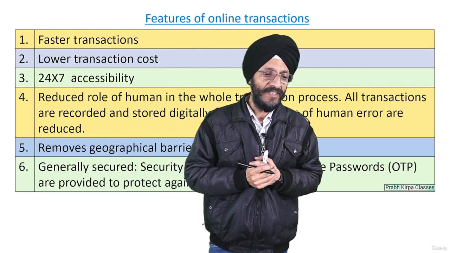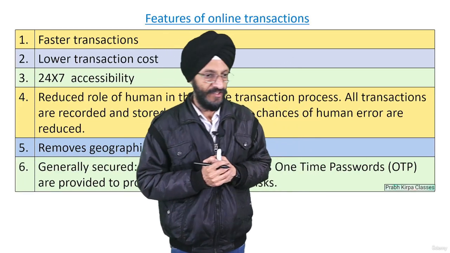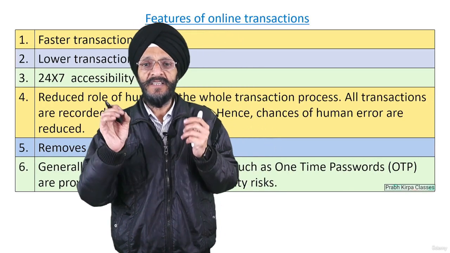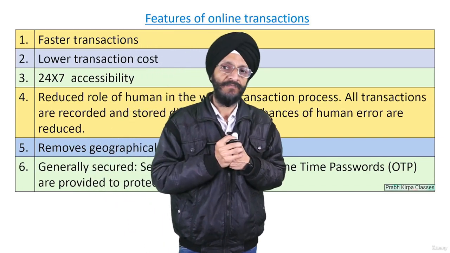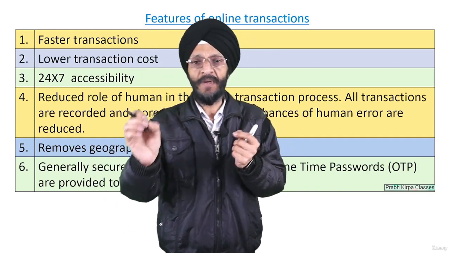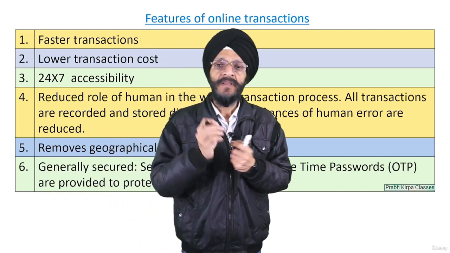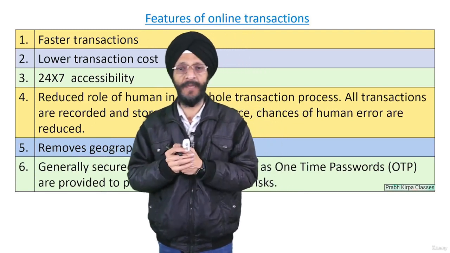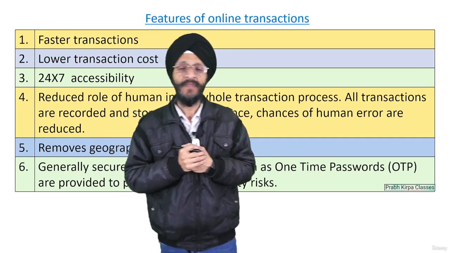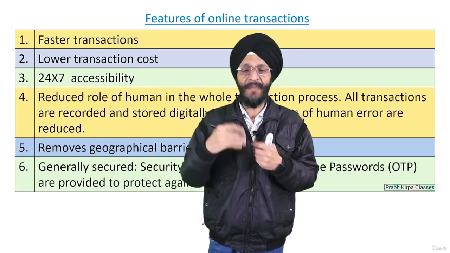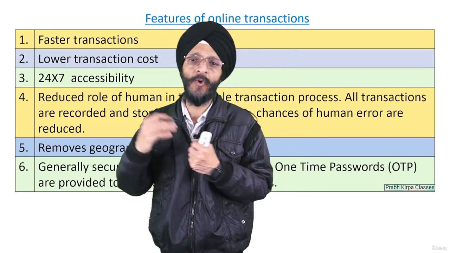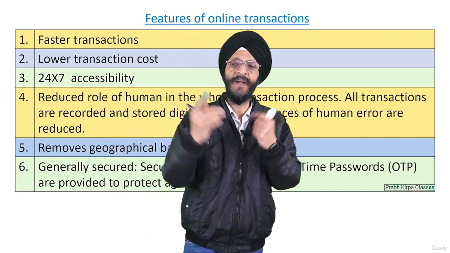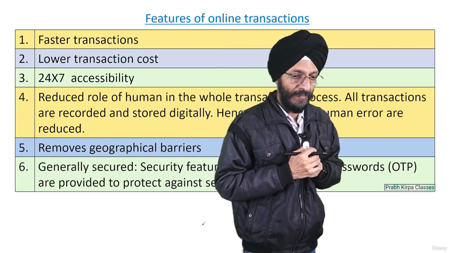Now we will understand the features of online transactions. First is faster transactions. That is, the online transactions are very fast. Suppose you go to the market to purchase something and give him 500 currency notes. Then the shopkeeper will count the same one by one. It will take a lot of time. But when you make payment of the same online, that is, you perform online transaction, it is faster. Only on the click of a button, the payment is received by the other person.